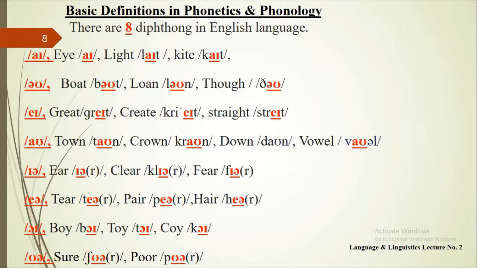We have 8 diphthongs in the English language. These sounds are written here in the form of complete words with examples. First one is I, here we have the words light and kite. Second one is boat, lone and thought. Third one is great, create and straight, town, air, tear, boy and shore. These are all diphthongs in the English language.